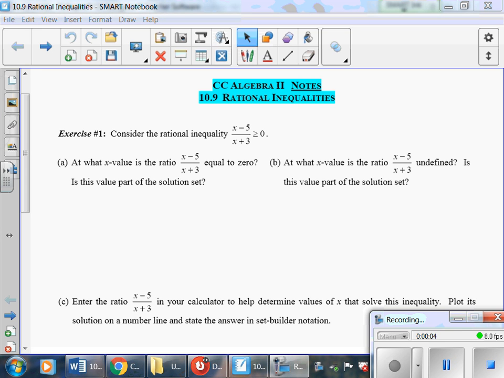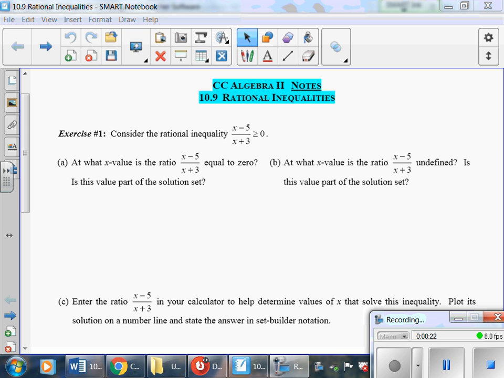Today's lesson is 10.9, Rational Inequalities. Now these are going to look a little bit like the inequalities we did earlier this year when we talked about linear inequalities and quadratic inequalities. But we're going to be talking about rational inequalities today.